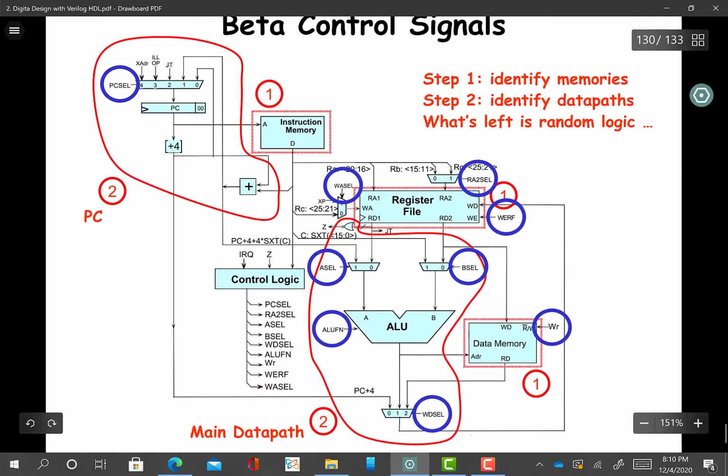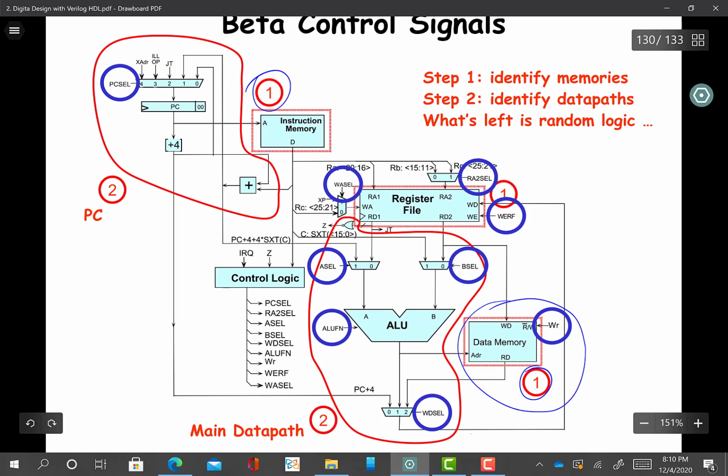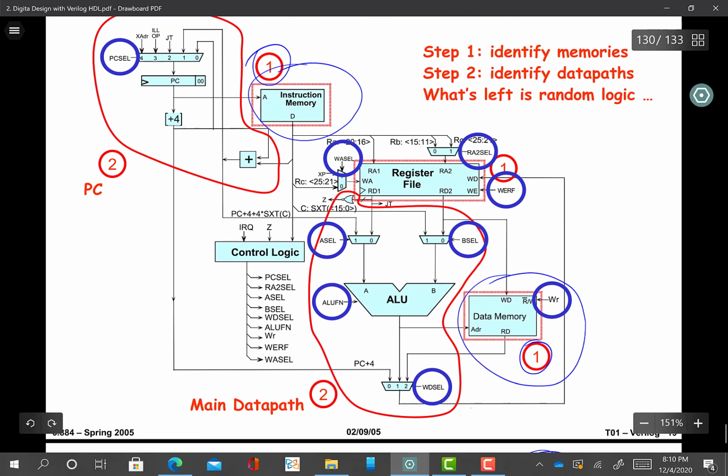So this one is basically divided in two parts. The one labeled 1 denotes the memory. So we have two kinds of memories, instruction memory and data memory. And then the other part, which is labeled 2, is your data path, and this one is called random logic.